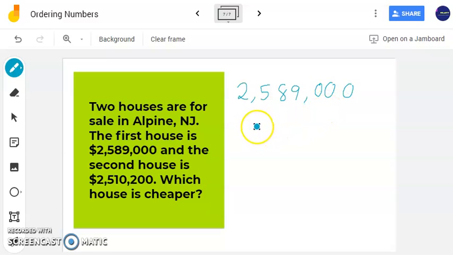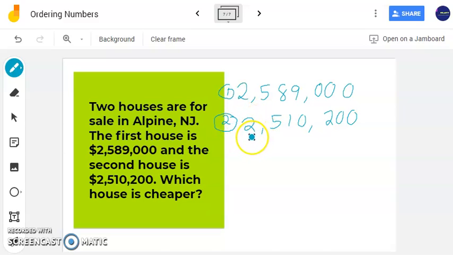House number 2, the second house, is 2,510,200. Believe it or not, in Alpine, New Jersey, the houses are this expensive, and it is important that you understand how to compare and contrast these numbers. So which house is cheaper? Now, cheaper, that means I want the least amount. So let's see which number was smaller, if it was house number 1 or house number 2 to get the cheaper price.